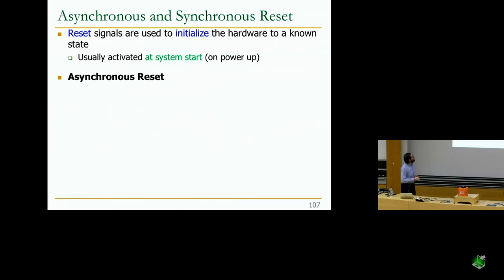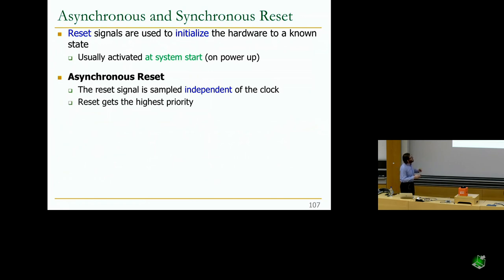So there are two types of reset. One is asynchronous. Asynchronous means asynchronous to the clock. The reset signal is sampled independently of the clock. It's not dependent. So it kind of gets the highest priority in this case. And we will talk about these things tomorrow, glitches and metastability.